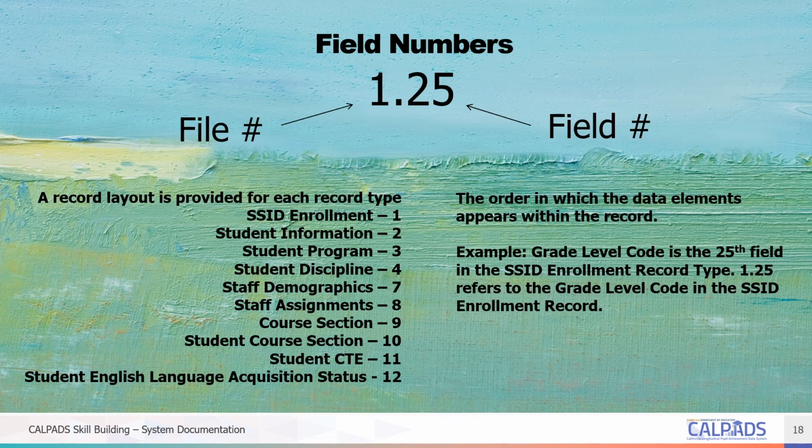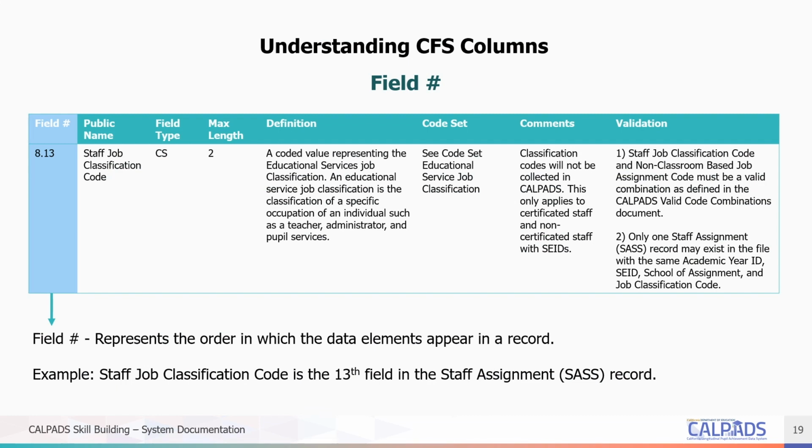The numbers after the decimal place locate the field within the record and are in the order in which the data elements appear within the record. So, for example, grade level code is the 25th field in the SSID enrollment record, and so is referred to with field number 1.25. Staff job classification code is a piece of the staff assignment or SASS record and is the 13th field of that record. So field number 8.13 refers to the staff job classification code field in the staff assignment record.